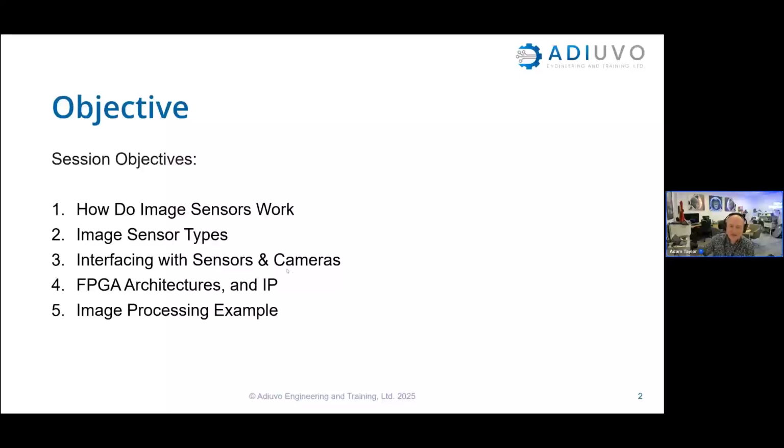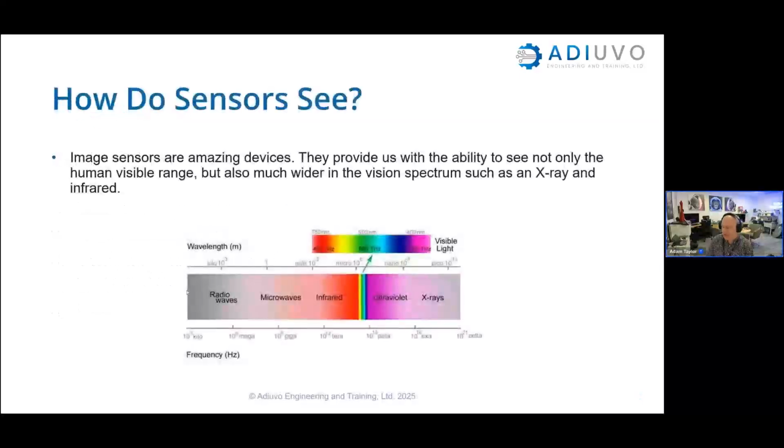And then once we've done that, we will jump into our image processing example, and we'll take a look there. So one of the cool things about image sensors actually is they allow us really to see how we interpret the world.